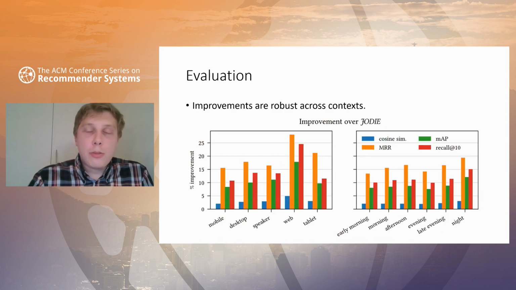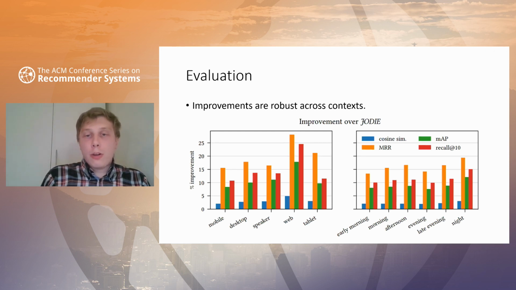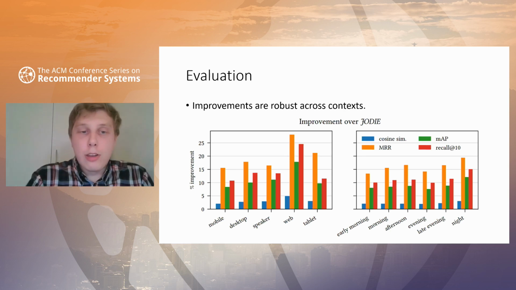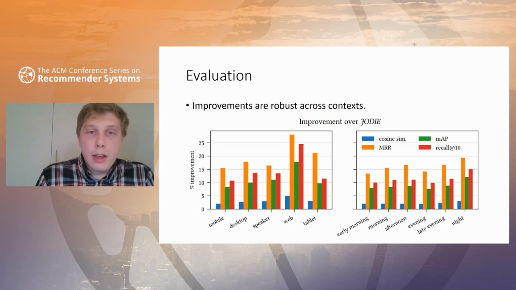Then if we specifically compare our model to GOD across the contexts, we see, first of all, improvements across all of them, but also larger improvements on the non-majority contexts. For example, on the devices, we see larger improvements on desktop, speaker, web, and tablet in most of the cases, which could indicate that our model is better at learning the contextual differences that the user is interested in.